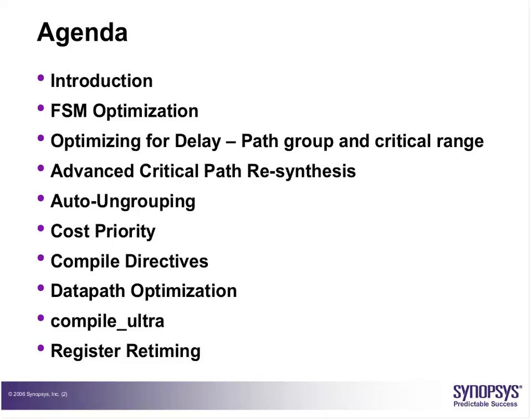So I'll introduce compile ultra. We look at something about FSM optimization. We look at the options path group and critical range: what are they and how are they used? Then there is something called advanced critical path resynthesis, and we'll see how they will be tackled. We'll see auto ungrouping, then cost priority, and compile directives. There are quite a few slides about data path optimization, which will be very interesting. We'll relook at the compile ultra options again, and lastly, the slightly more complex topic, register retiming.